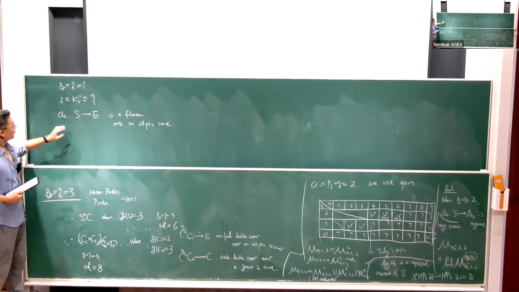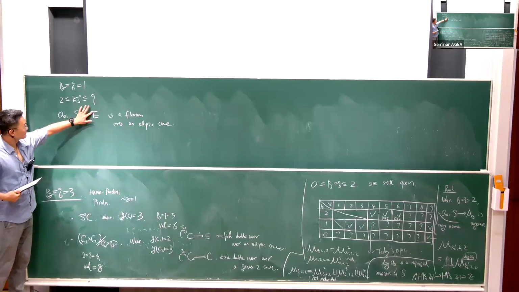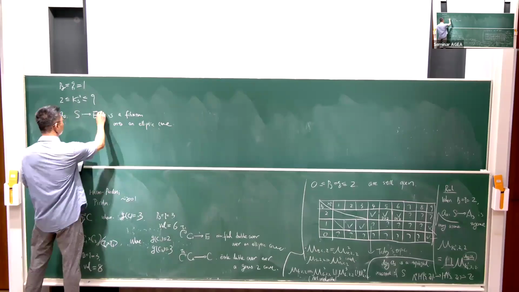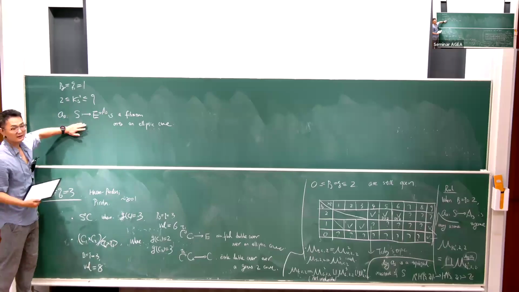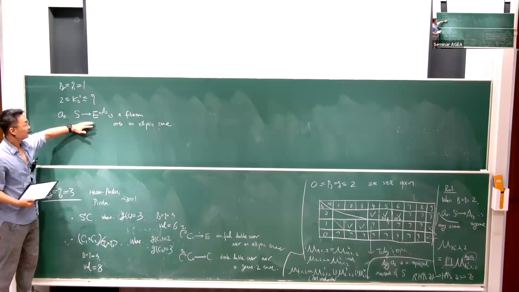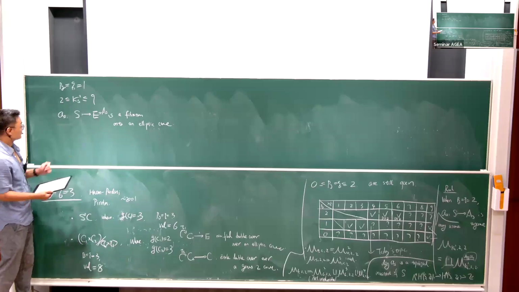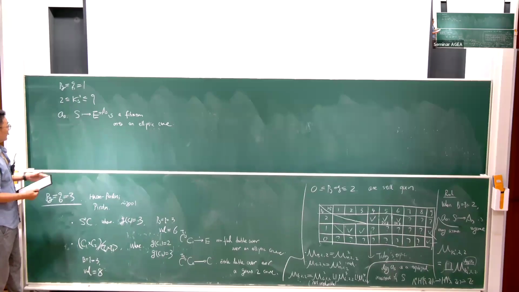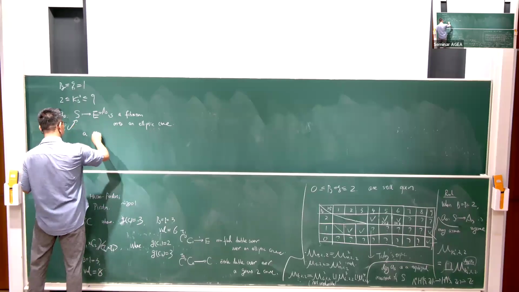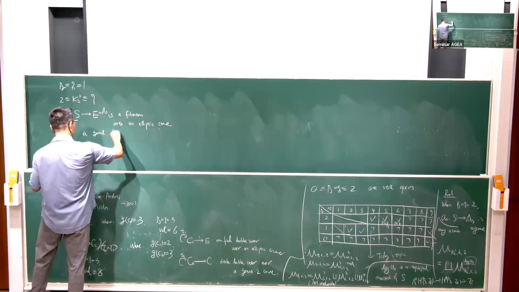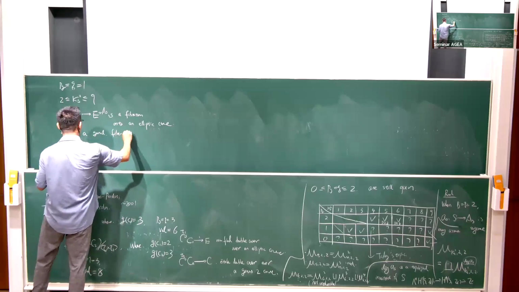Okay, so the Albanese variety now has dimension 1, so it's an elliptic curve, and the map should be a fibration. Otherwise, by Stein factorization, it maps to a curve of higher genus, which is impossible. Okay, so now I will fix F, a general fiber.